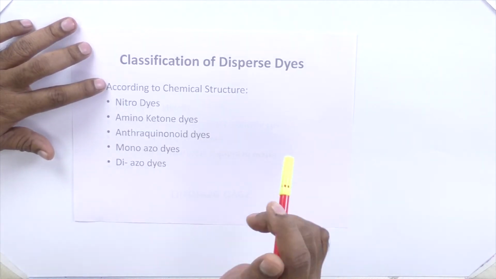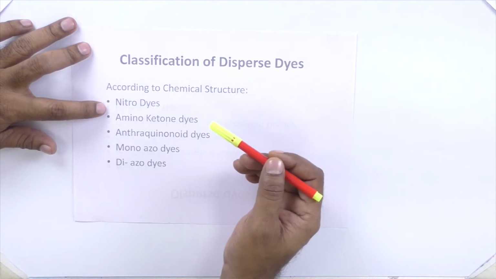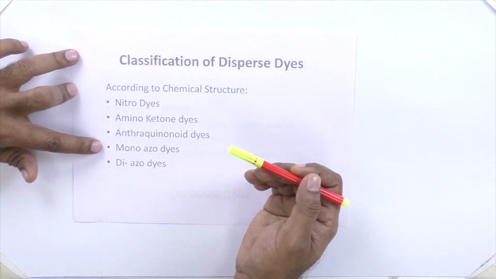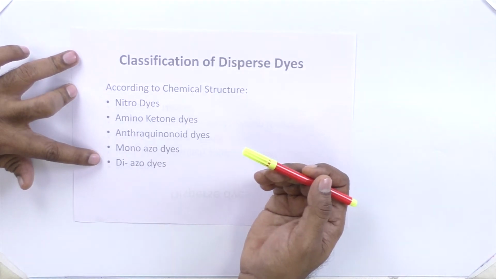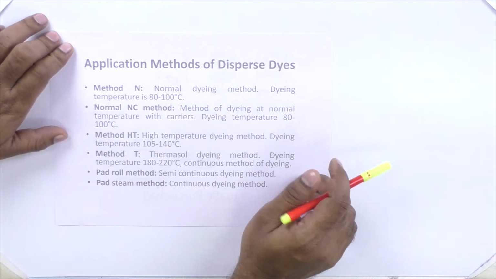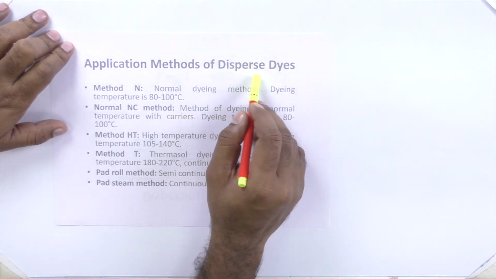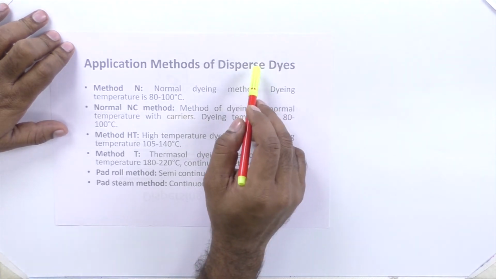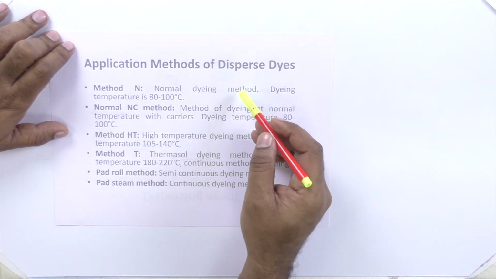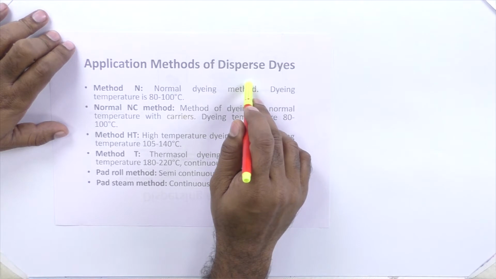Classification of dispersed dyes according to chemical structure: nitro dyes, aminoketone dyes, anthraquinone dyes, monoazo dyes, diazo dyes. So these are some important classes of dispersed dyes. Normally dispersed dyes are insoluble in water, and it is very difficult to dissolve them in water. So we have to use a dispersing agent to disperse the dye in the dye bath. So normally it is in dispersion form, not in soluble form.